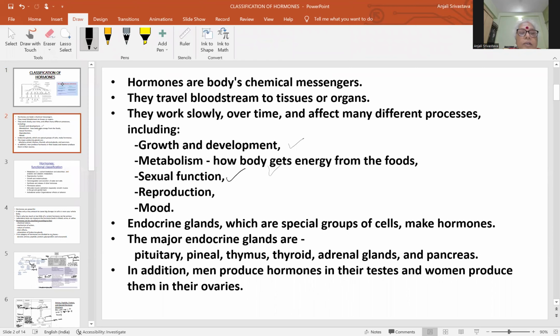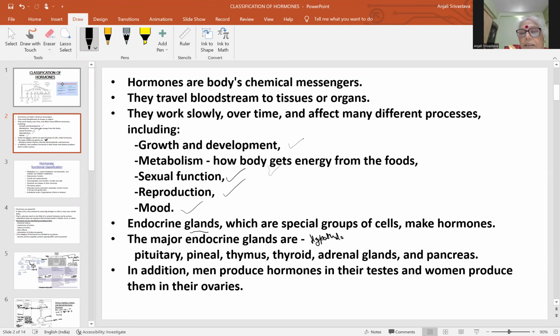Then sexual function, reproduction, mood and behavior. These activities are controlled by these hormones, which are produced by the ductless glands and brought to the target organs through the blood. And the organs that secrete them are the endocrine glands, which are a special group of cells.